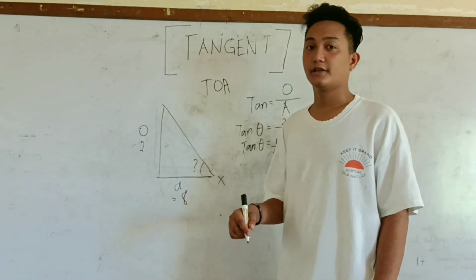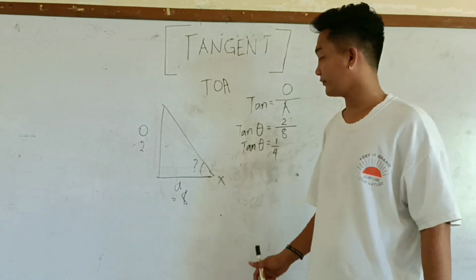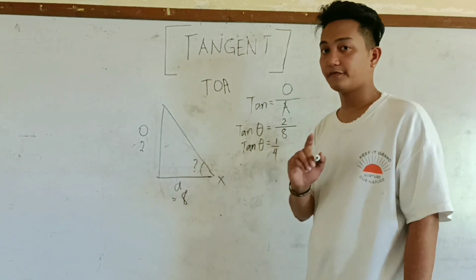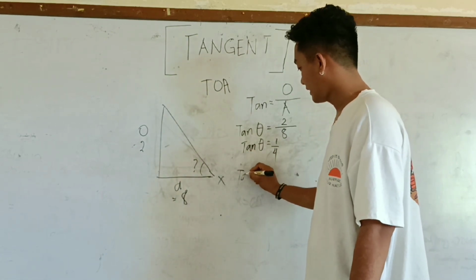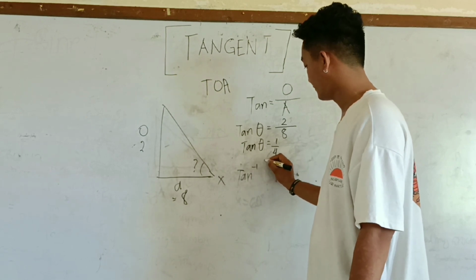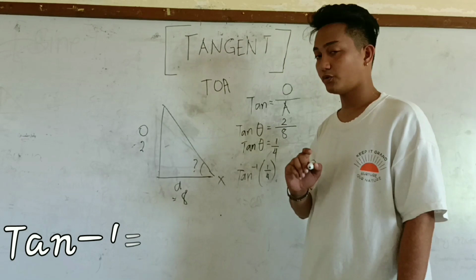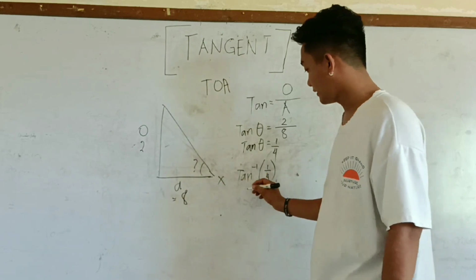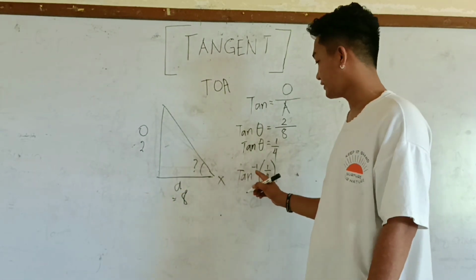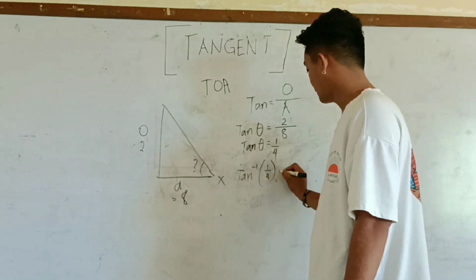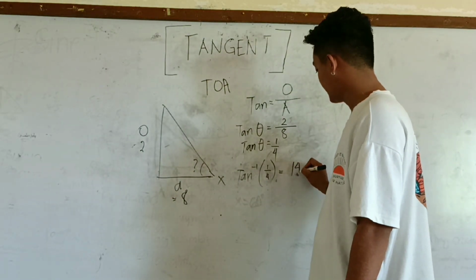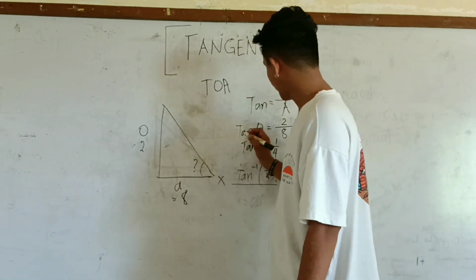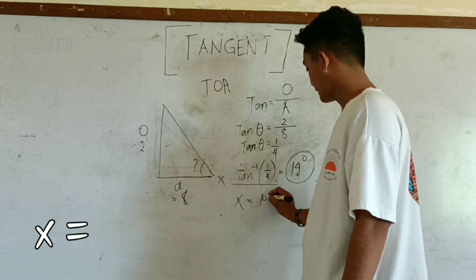So lastly, we make it into degrees. To make it into degrees, we must find the inverse of this equation. The inverse of tangent theta is tangent raised to negative 1 of 1/4. Calculate it on the calculator. The inverse tangent of 1/4 is equal to 14 degrees. Therefore, our angle x is equal to 14 degrees.